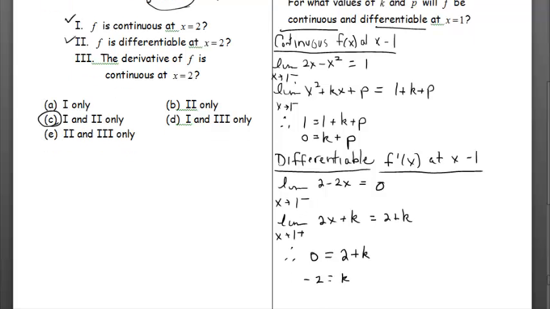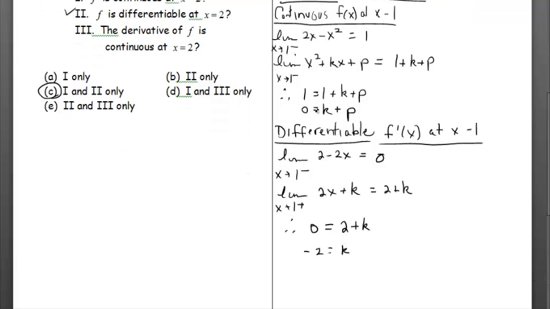And looking back up to the continuity piece here, if I let k be negative 2, then it looks like p is going to have to be positive 2. So 0 equals negative 2 plus p. Yep, p is going to be equal to 2. And I think that's what we were asked to find, the values of k and p.